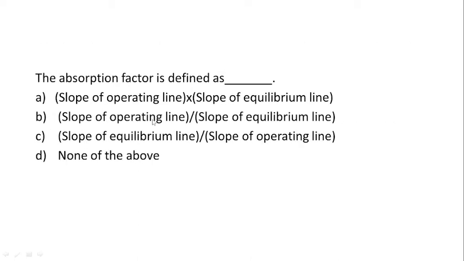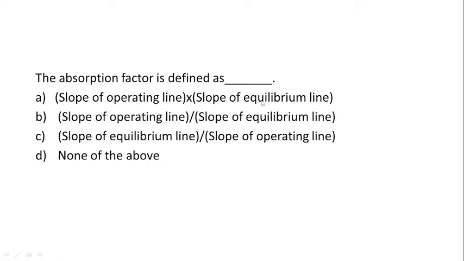So next one is absorption factor. Absorption factor is defined as, like previously we have seen the operating line and equilibrium line. The slope of operating line is, do you remember what was the slope of operating line for absorption? Ratio of L by G. Ratio of L by G, yes.